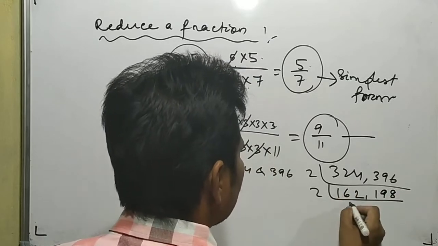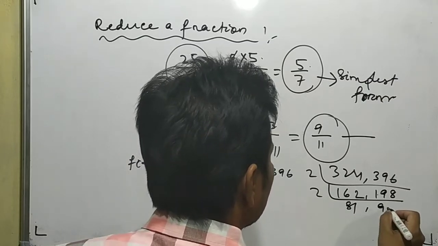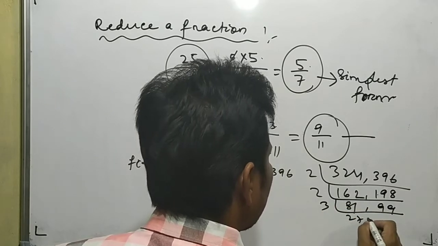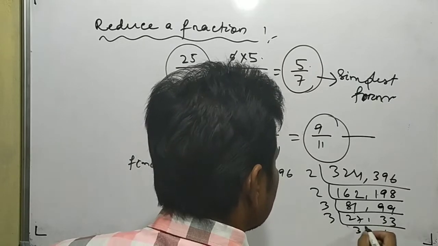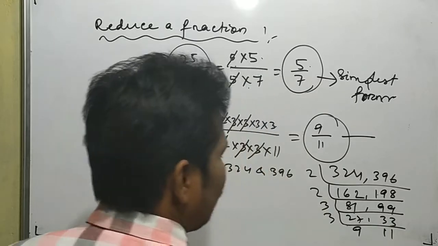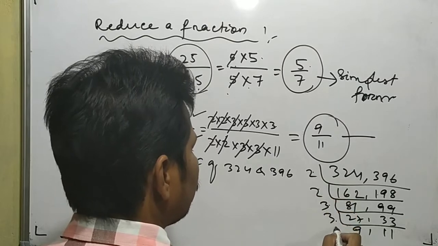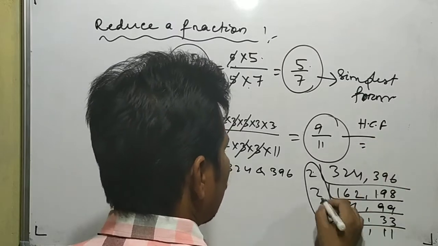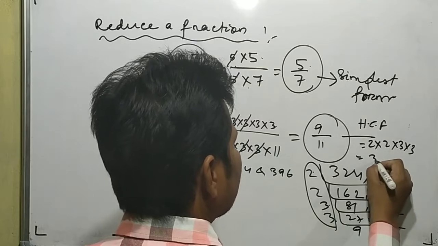Again it will be divisible by 2. So 81 and 99. Again it will be divisible by 3. So 27 and 33. Again it will be divisible by 3, so this is 9 and this is 11. That means we have completed the HCF. HCF is equal to 2 into 2 into 3 into 3, which is equal to 36.